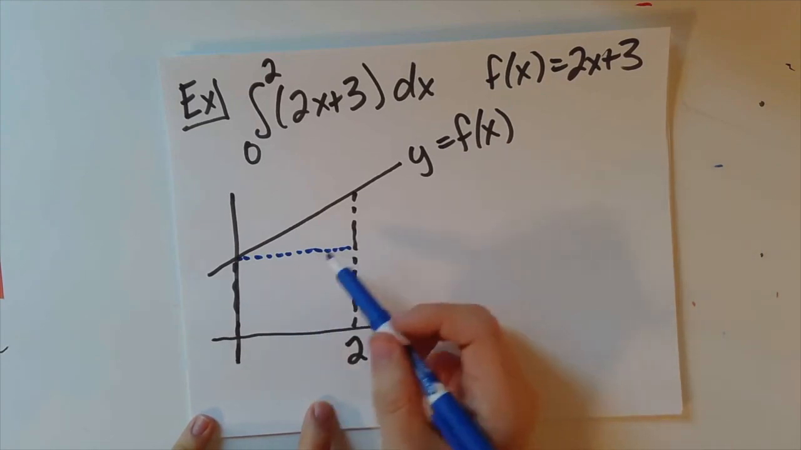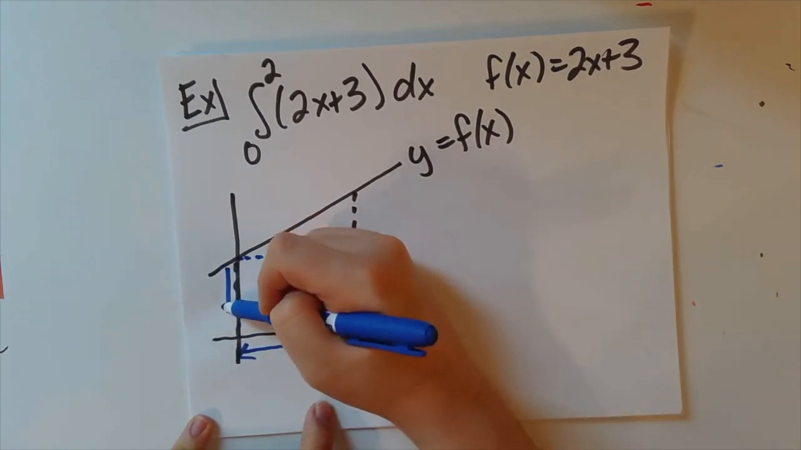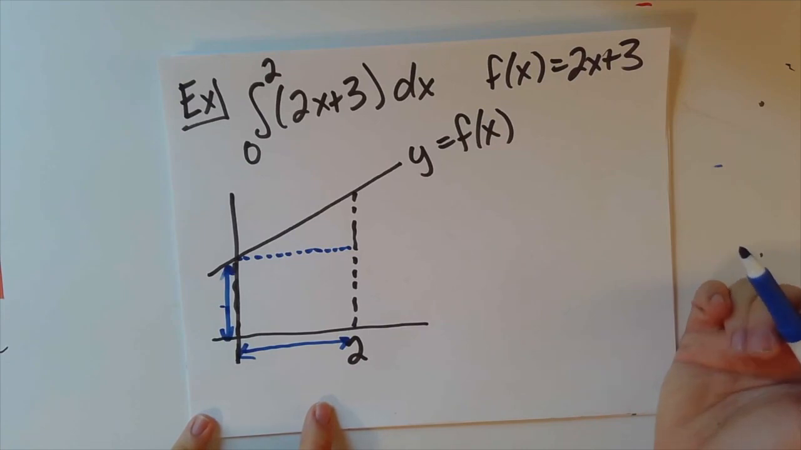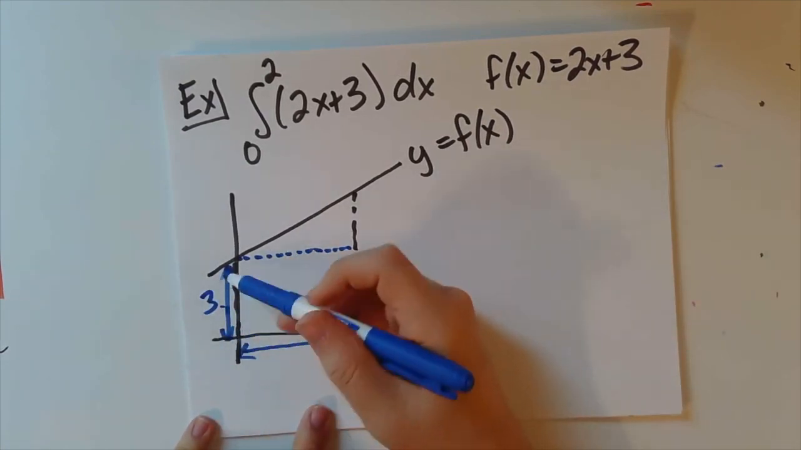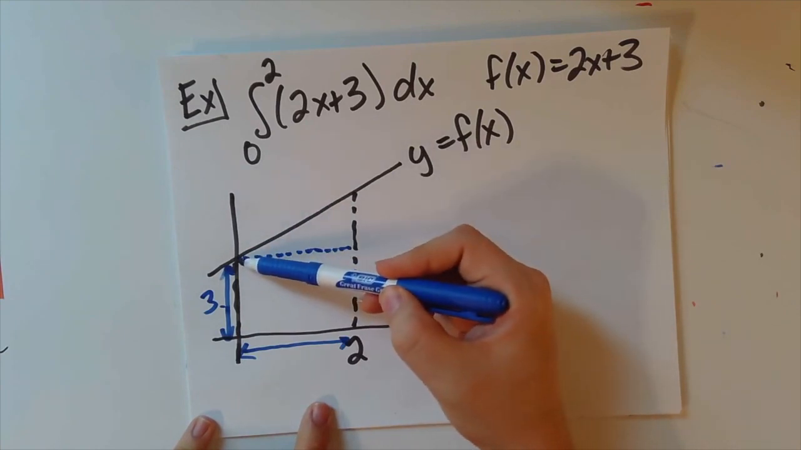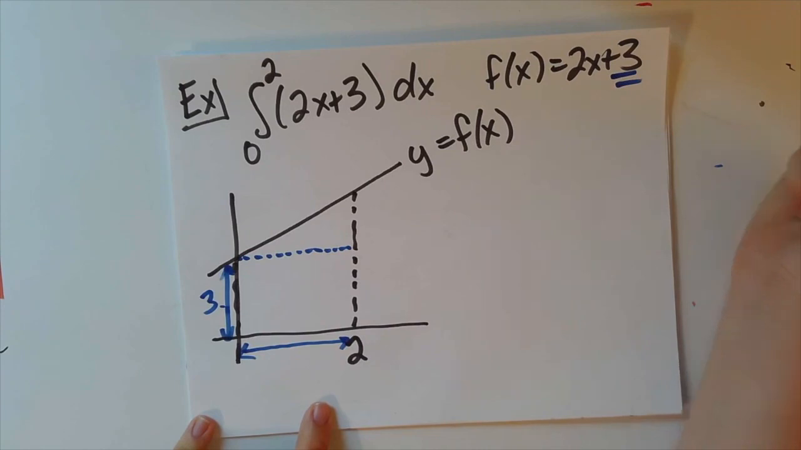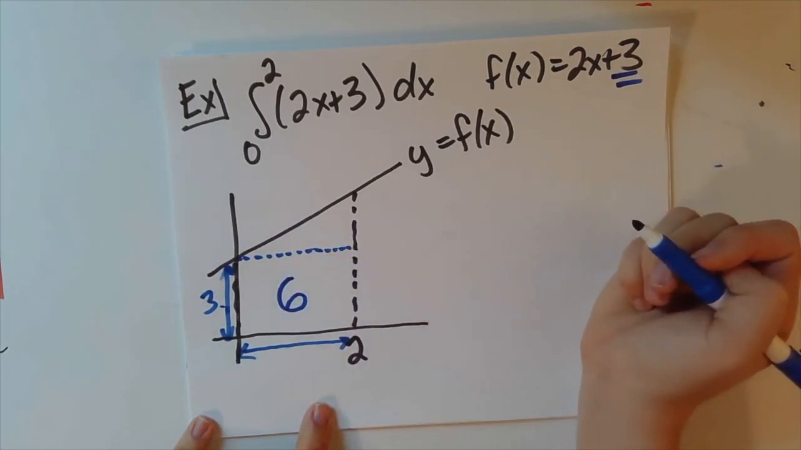Okay. So let's do the rectangle first. So this rectangle is 2 wide, and it's this high. How high is that? Well, that is 3 high, because it goes from the axis up to the y-intercept, and the y-intercept of my line is this plus 3. Okay. So the area here of my rectangle is 6.